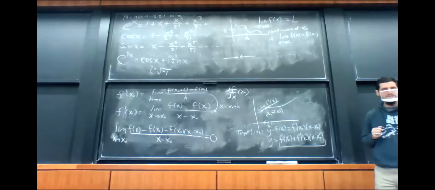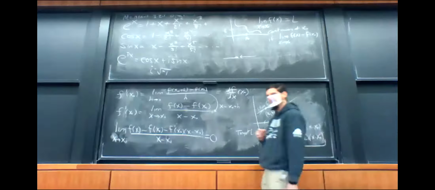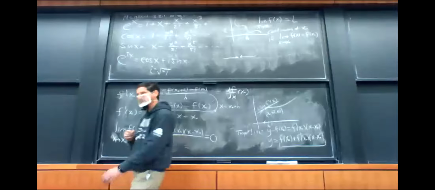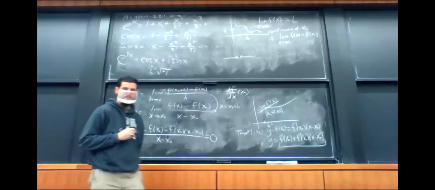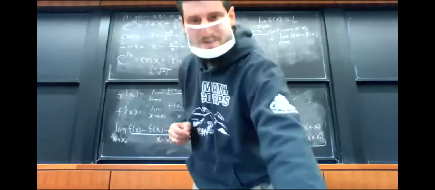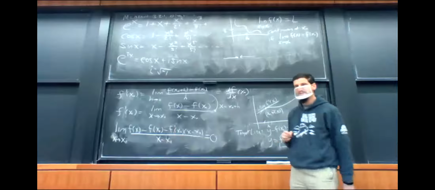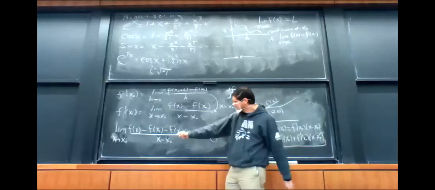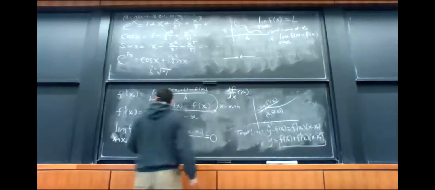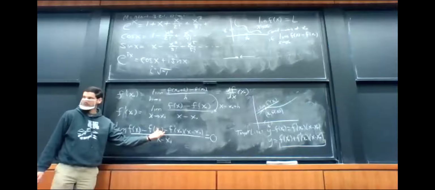Have you seen that anywhere today? f of x naught plus f prime of x naught times x minus x naught. Have we seen that anywhere? Where have we seen that? It's in the numerator. So this is taking where I am and subtracting where I think I might be if my speed were constant.